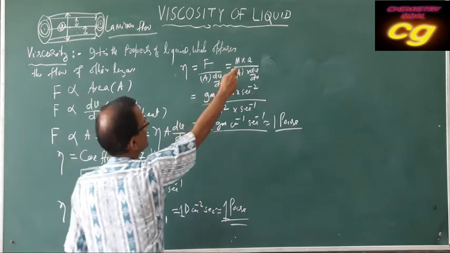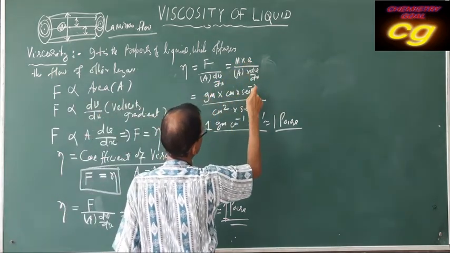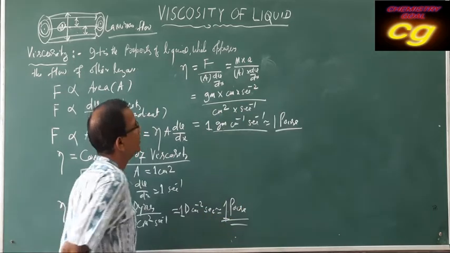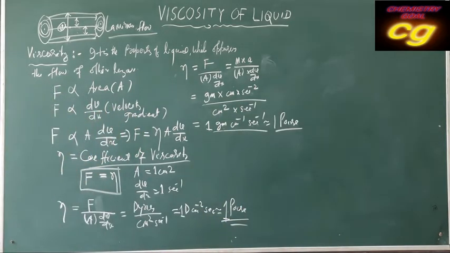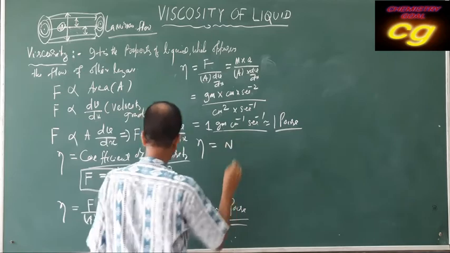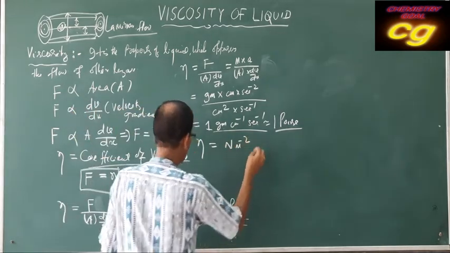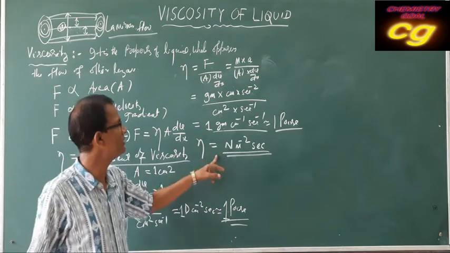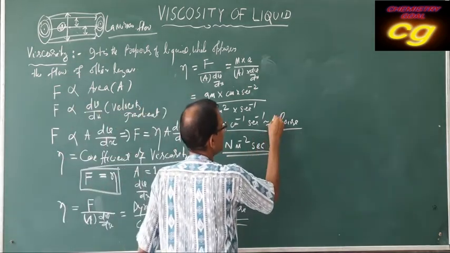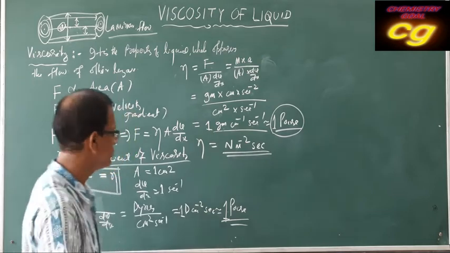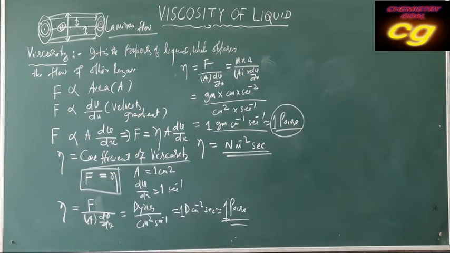This is the unit of poise. Again you can check it: mass is gram, acceleration centimeter per second square, area centimeter square, divided by second inverse. So this is the unit of coefficient of viscosity. Eta can be expressed in MKS unit as Newton meter per meter square into second. This is the MKS unit, and that is the CGS unit. But remember, poise is very important. 1 poise is equal to 1 gram centimeter inverse second inverse. This is the expression of coefficient of viscosity.